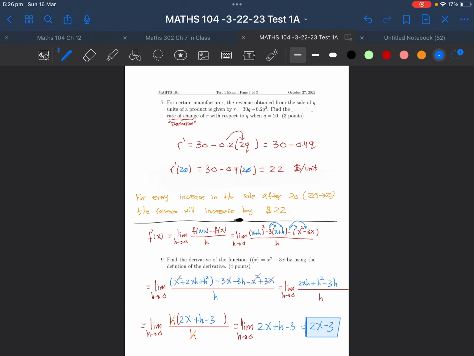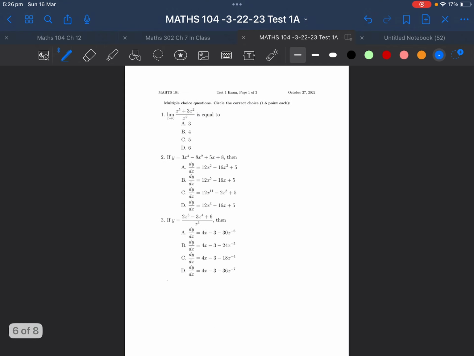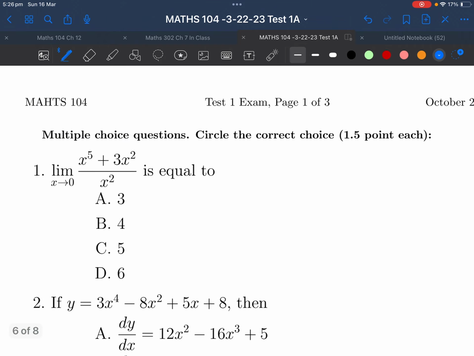And that's the answer for this question. So we finished the written questions of this exam. Let's now go to the multiple choice questions. For the first multiple choice question, remember, if we have a limit, the first thing we need to do is direct substitution. And if we do direct substitution, we will get 0 over 0, which we know is undefined.